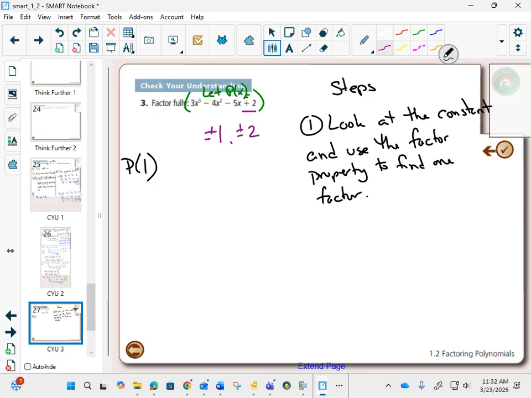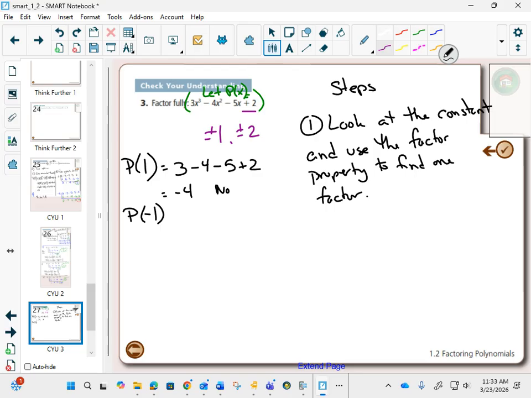Now, if I'm a little bit hopeful, for education purposes, I hope it doesn't work. If I was a student, I'd be like, I hope the first one I guess works. So for educational purposes, plugging in 1, do you see this will be 3 minus 4 minus 5 plus 2? Mental math is super easy. And for educational purposes, I'm happy. As a student, I'd be disappointed. I didn't get 0. That means x minus 1 is not a factor. So now I'm going to try minus 1.